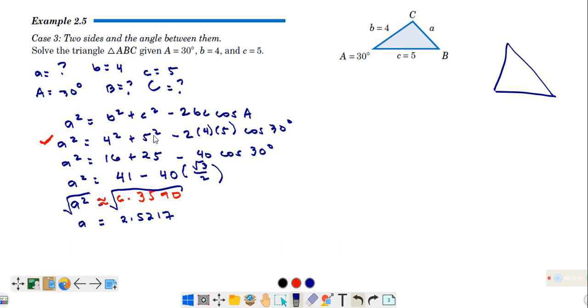4 squared, 16. 5 squared, 25. 2 times 4 times 5, 40. Cosine 30. And then 41, 16 plus 25. 40 times cosine 30, 40 times square root of 3 over 2. And then, you will end up with 6.3590. Get the square root.